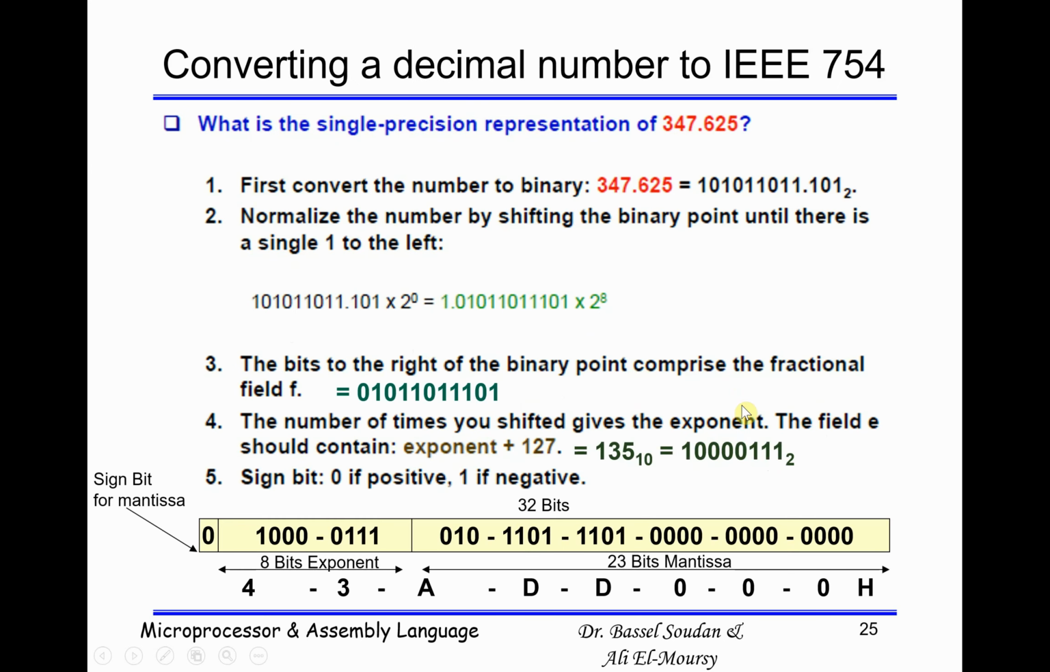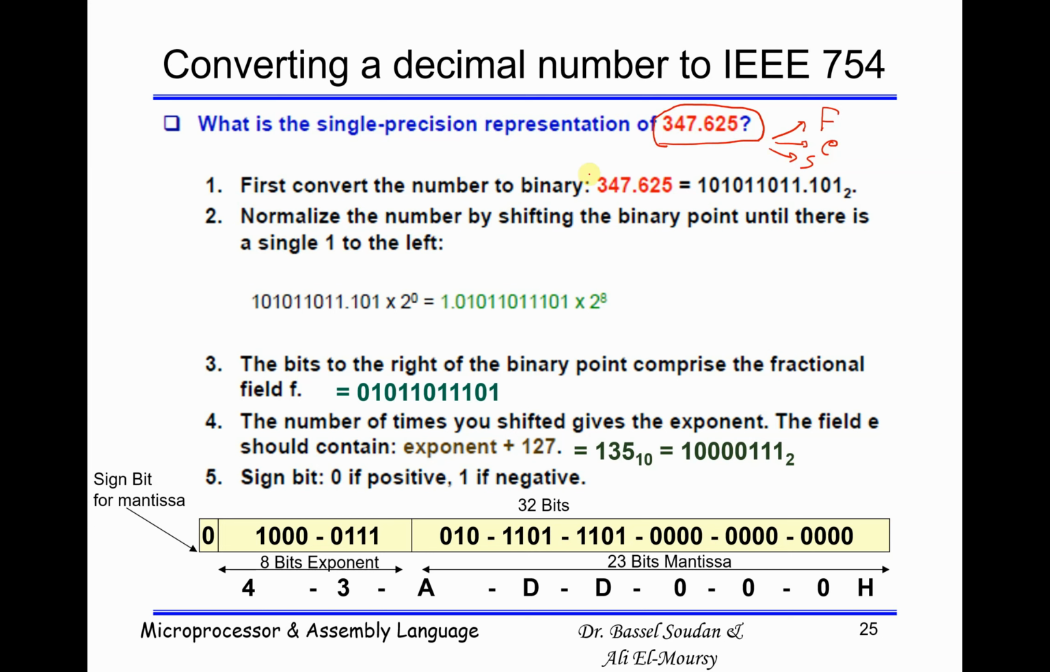Can we do the opposite? Yes, we can do the opposite. So what is the single precision representation for the number provided here? Okay, so I have some number in decimal. Okay, I want to put it in the floating point representation. So I have to discover or extract the three parts. I want to get the F, I want to get E, I want to get S. Okay, how can I calculate those?